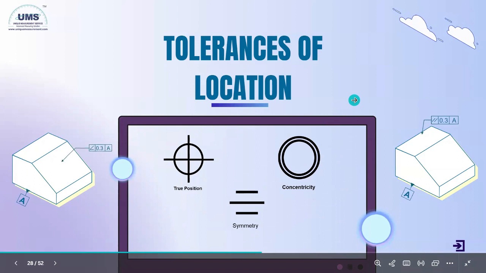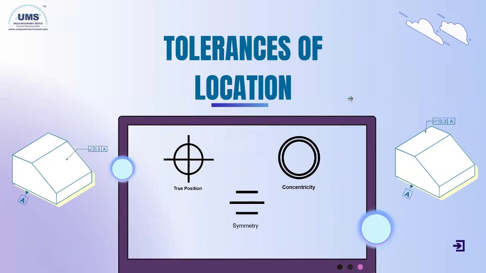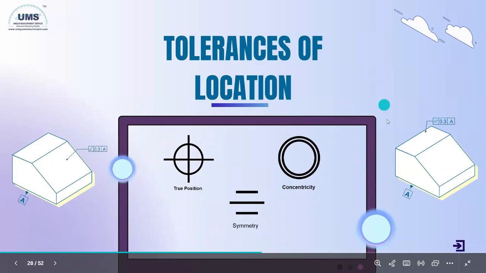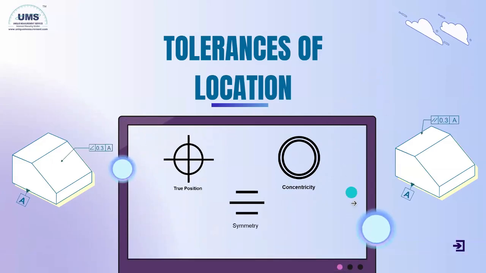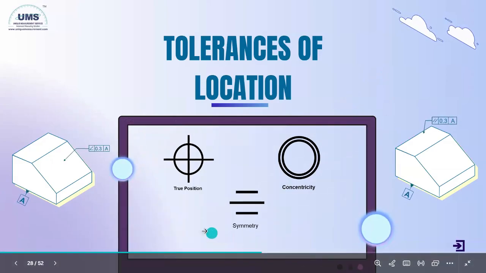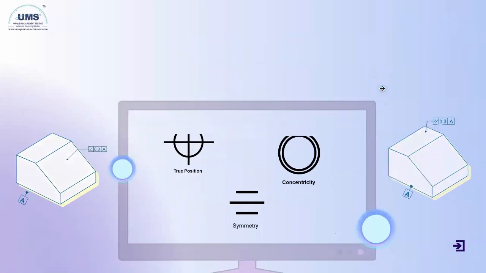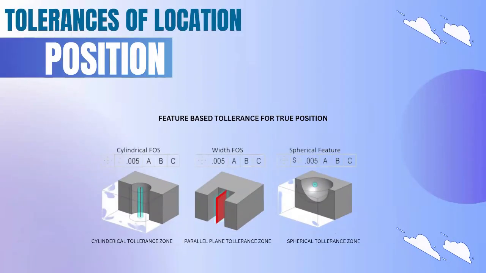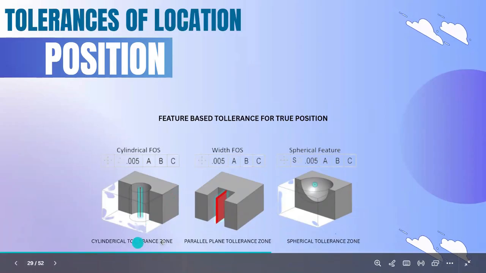Okay, next, tolerances of location. In tolerances of location, we have three parameters: true position, concentricity, and symmetry. These three are the same concept, only a little difference will be there. Here this is the difference.